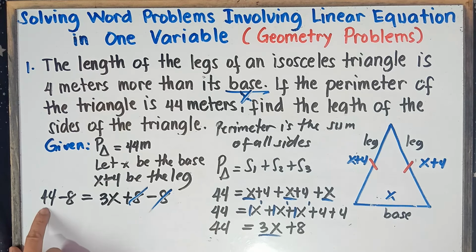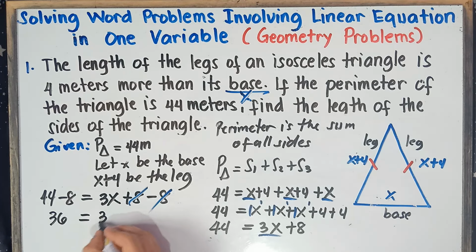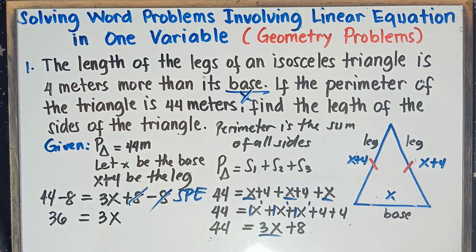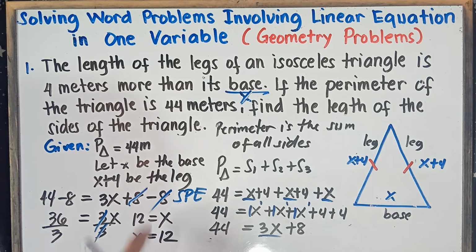So 44 minus 8, what's the answer, class? That's correct, that would be 36. Equals, copy 3x. So we apply the subtraction property of equality. And then to get the value of x, we divide both sides by 3. Divide by 3, cancel this out. And our x value, 36 divided by 3, that would be 12, is equal to x. This is just the same, class, as x is equal to 12.